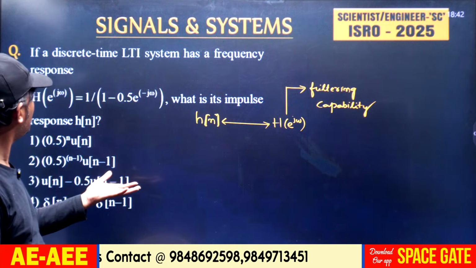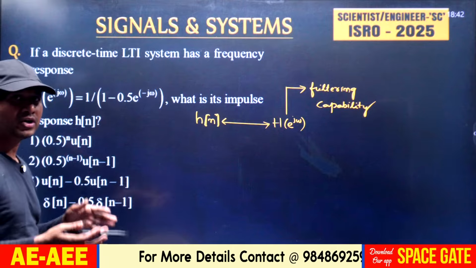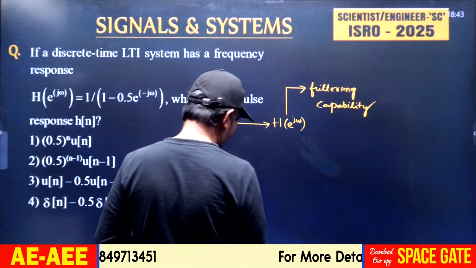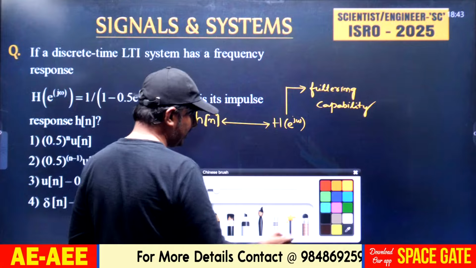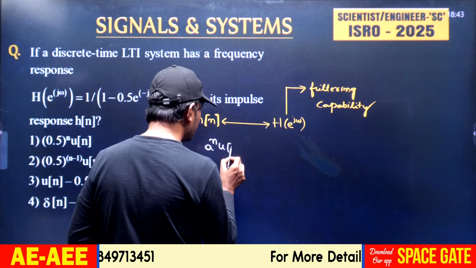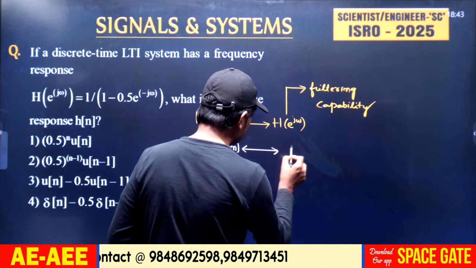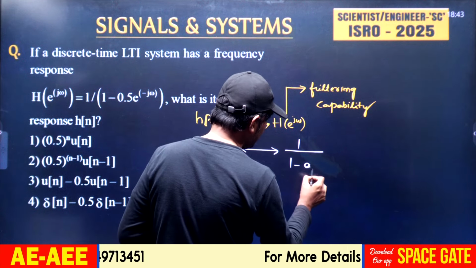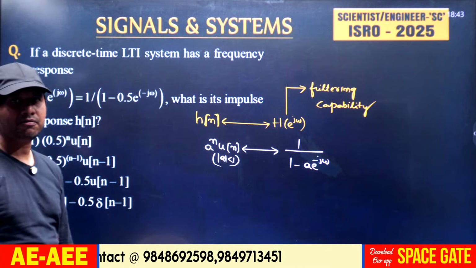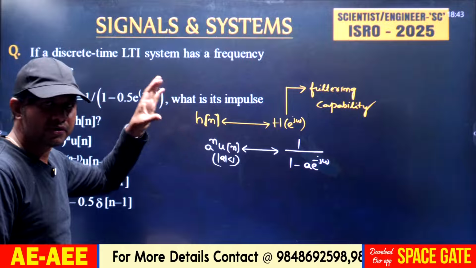Now, in the given problem, he has given the frequency response and is asking us to find the impulse response. Means you have to take the inverse discrete time Fourier transform. For this, you must use one standard DTFT pair: a power n u of n for mod a less than 1 forms a DTFT pair with 1 by 1 minus a e power minus j omega. This is a standard DTFT pair you have to remember.